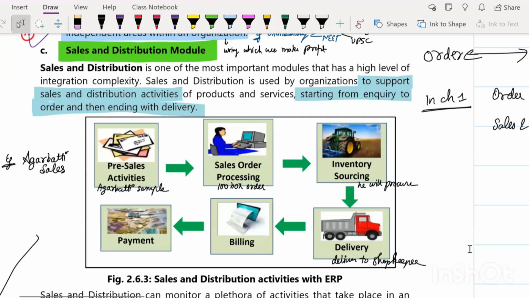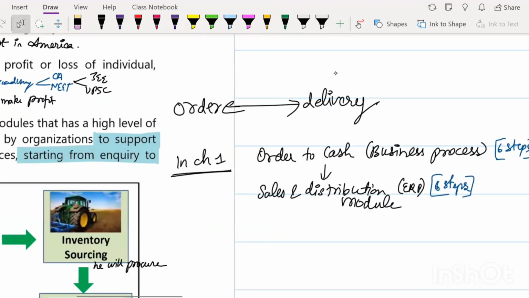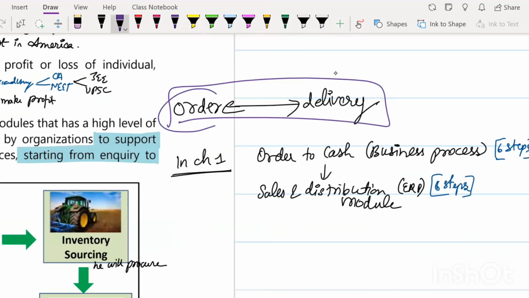What I was saying is that we have already completed two modules, and now we are moving on to the third module, which is your sales and distribution module. This module is particularly related to the process where you place an order, until your delivery, whatever activities happen. Related to that only this module is there.